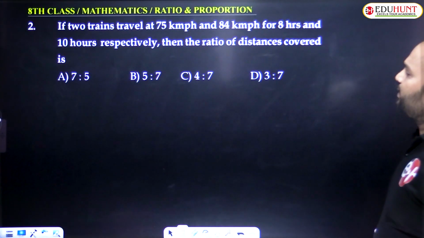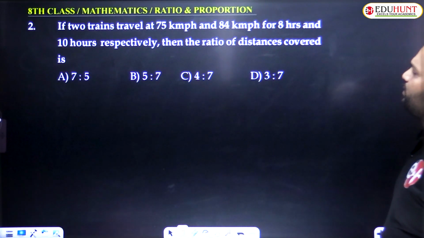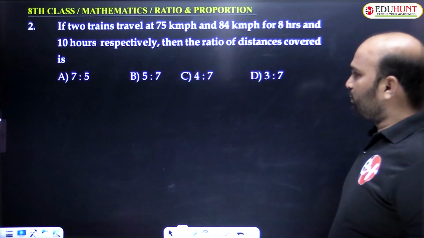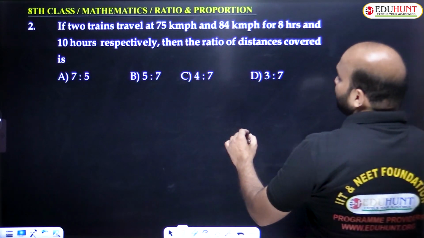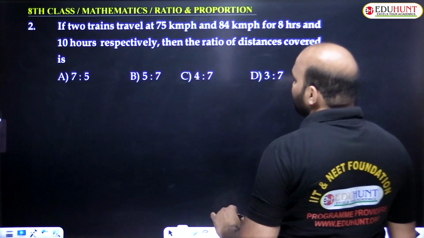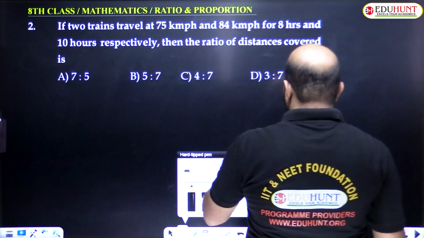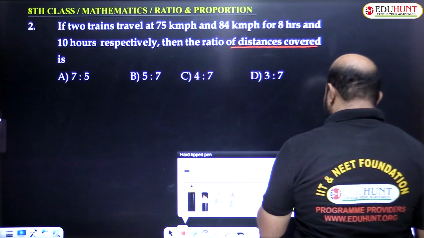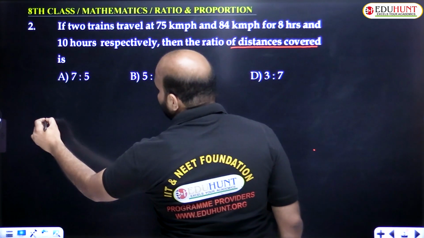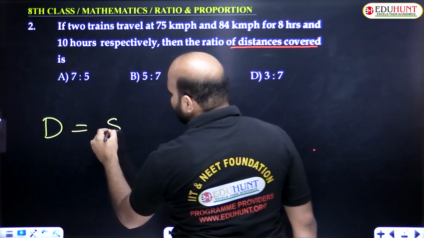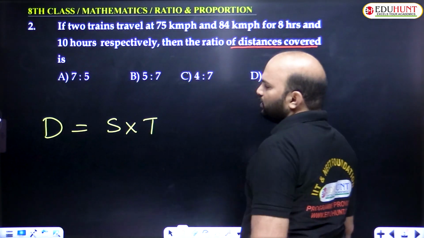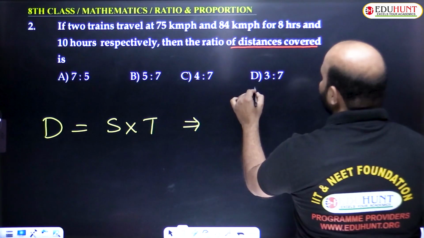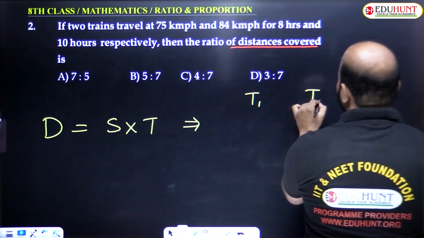If two trains are traveling at 75 kilometers per hour and 84 kilometers per hour for 8 hours and 10 hours respectively, then the ratio of the distances covered is? So two trains are given, and finally we are asked for the distance covered. Distance equals speed into time. This is a very important formula. So what is the distance formula? Speed into time.